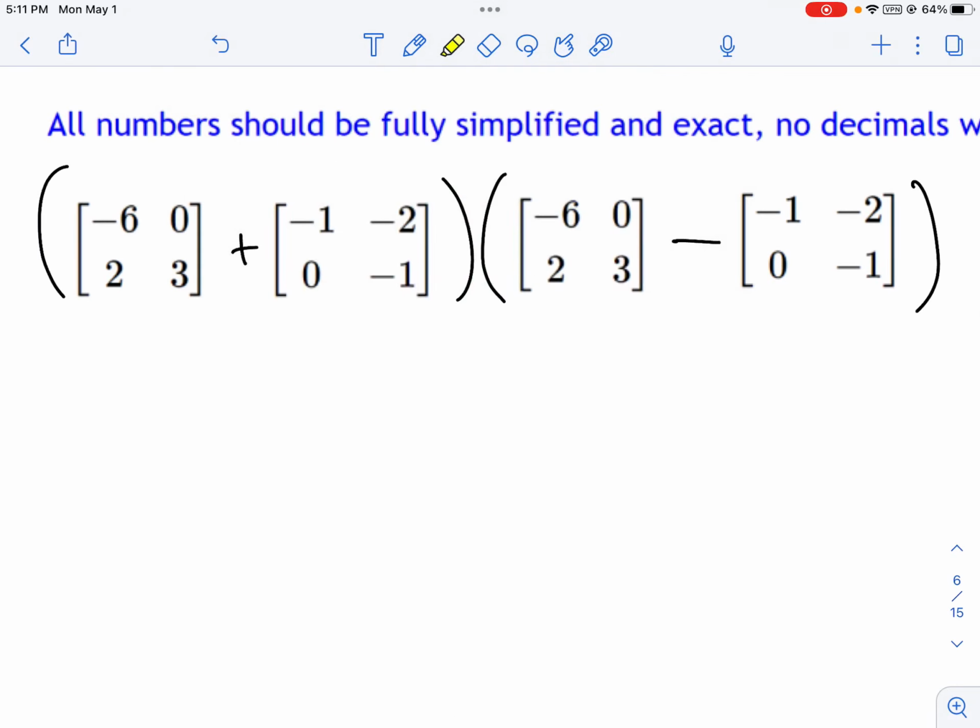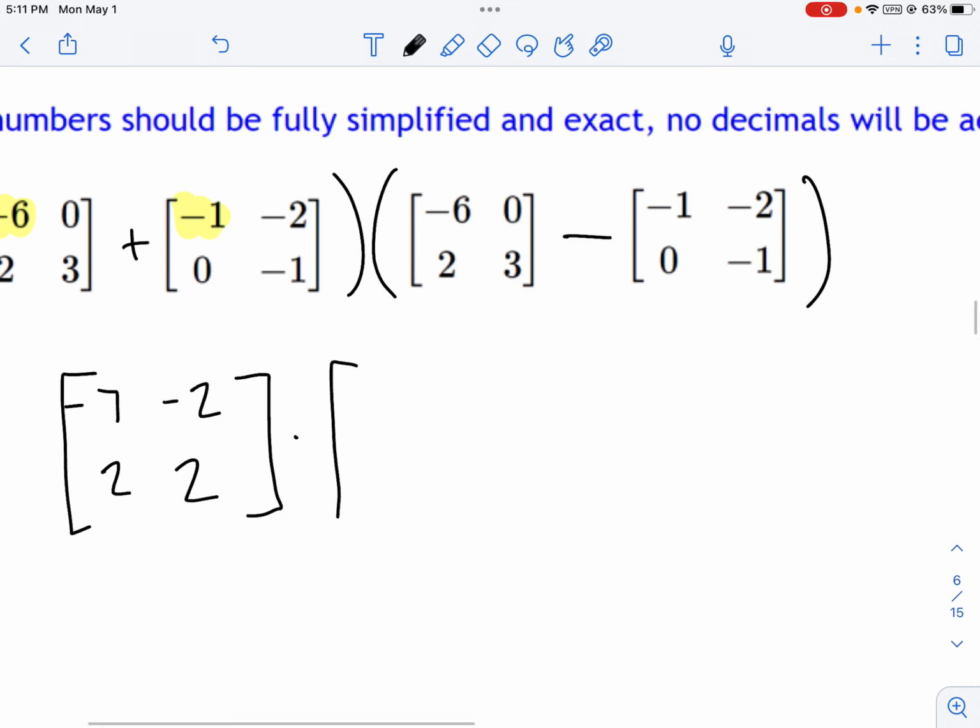Adding matrices, you got to make sure your first entry goes to your first entry. So -6 plus -1, -7. Right? 0 minus 2, -2. 2 plus 0, 2. 3 minus 1, 2. Okay? And from there, that's your first matrix, and that's being multiplied to the matrix of our other one.